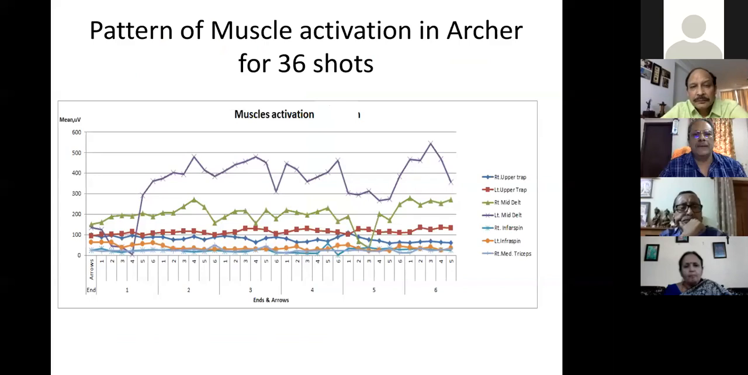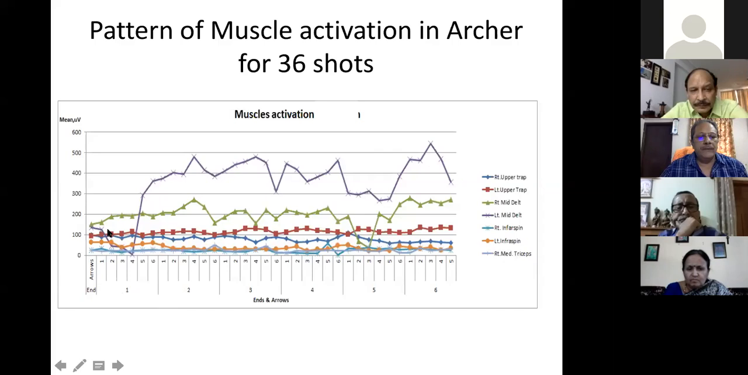This is a pattern of muscle activation on an archer for 36 shots. Here the EMG has been put on the upper trapezius, middle deltoid, and infraspinatus of both sides, right and left. This athlete was given 36 shots with six arrows in each end. And you can see the performance.